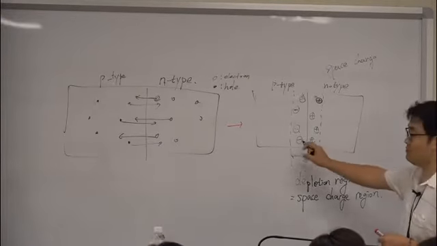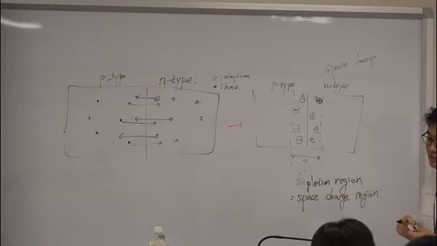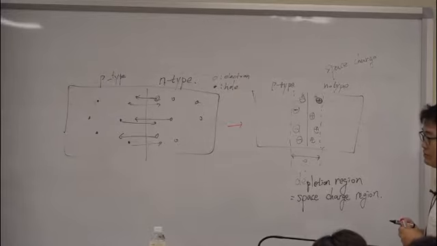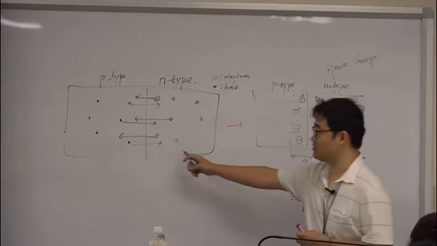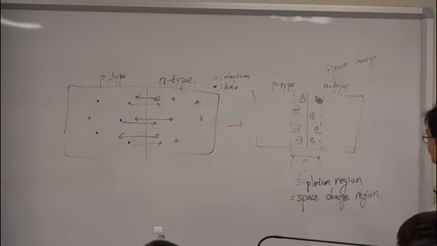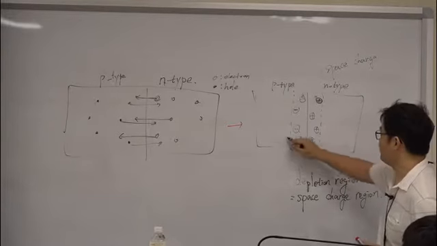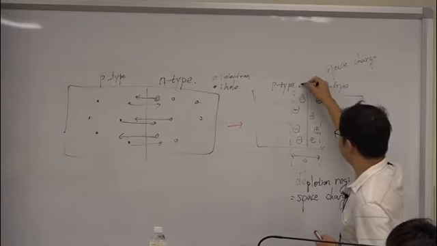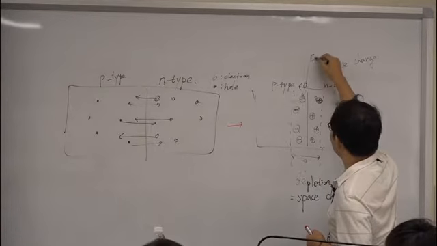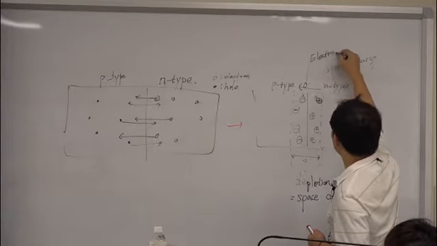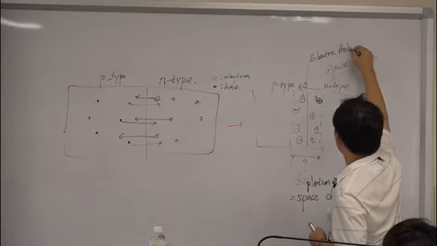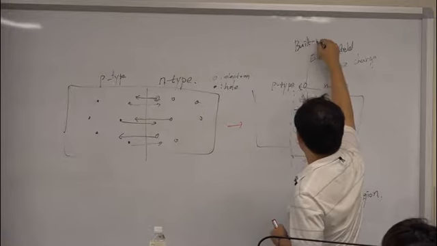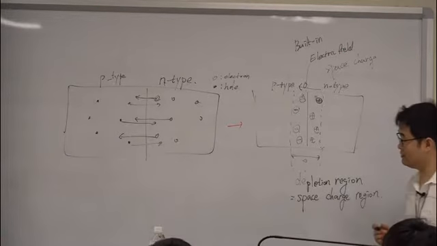And these plus and minus space charges are not able to move, on the other hand, electrons and holes can. So these space charges will make an electric field in this way. So this is the electric field. And we call this the built-in electric field.